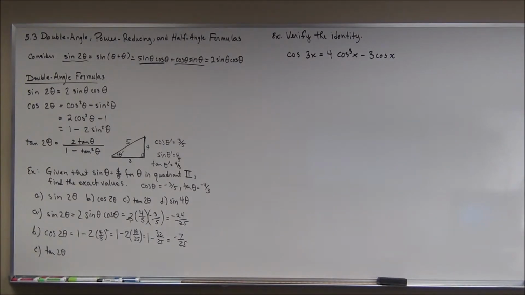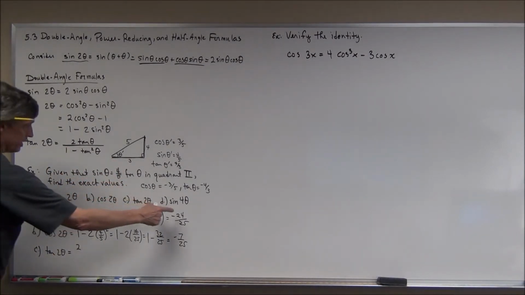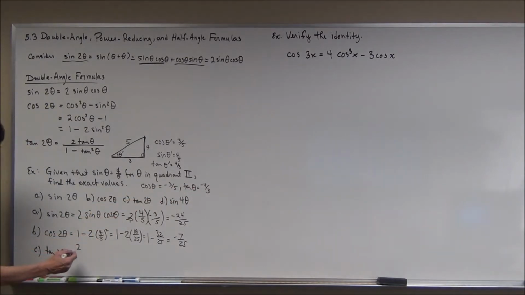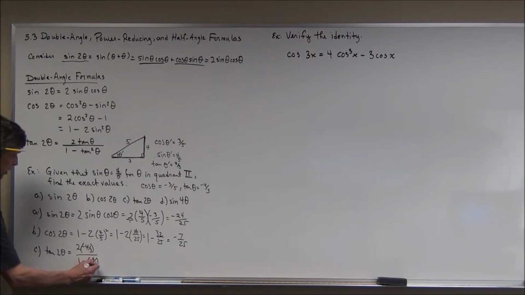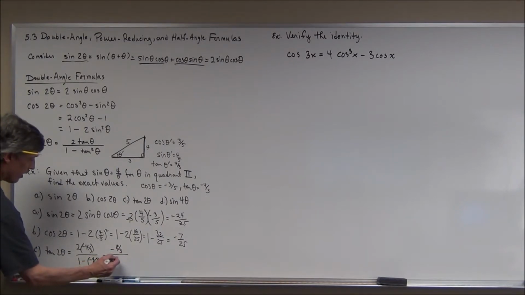It really doesn't matter. You'll get the same answer either way. It just depends on which one you prefer. They're about the same amount of work. It might be a little faster the first way, but I'll go ahead and use the formula so that you can see it. Remember, the tangent of theta is negative 4/3, so this is 2 times negative 4/3 all over 1 minus negative 4/3 squared. So this is negative 8/3 all over 1 minus 16/9.